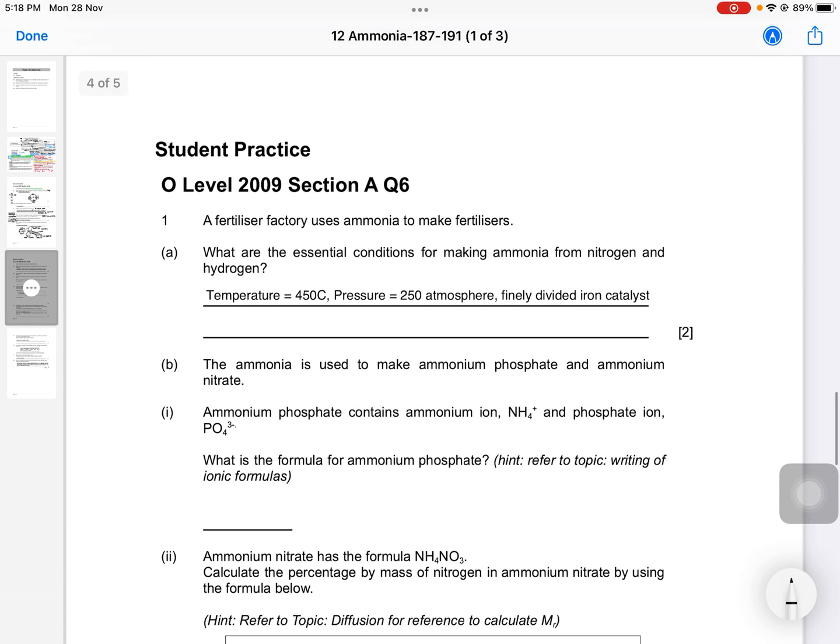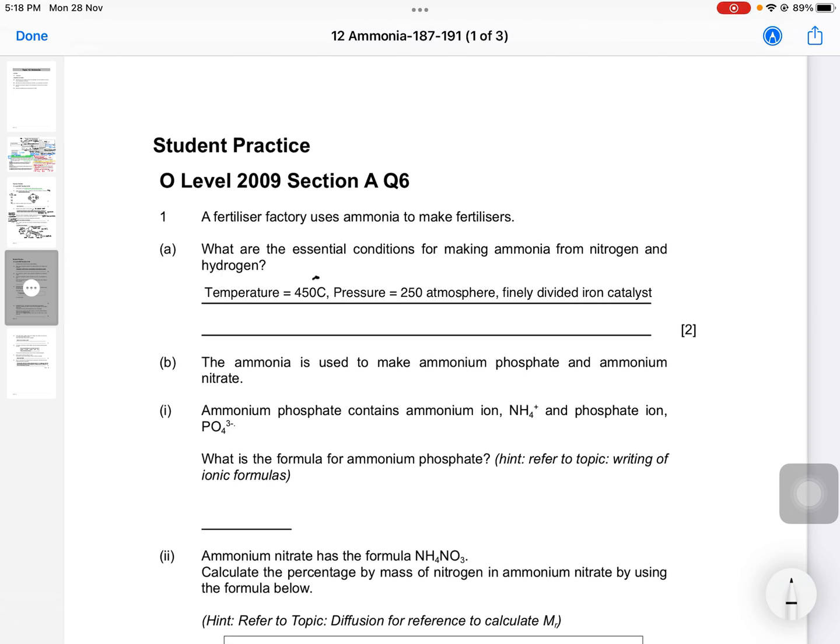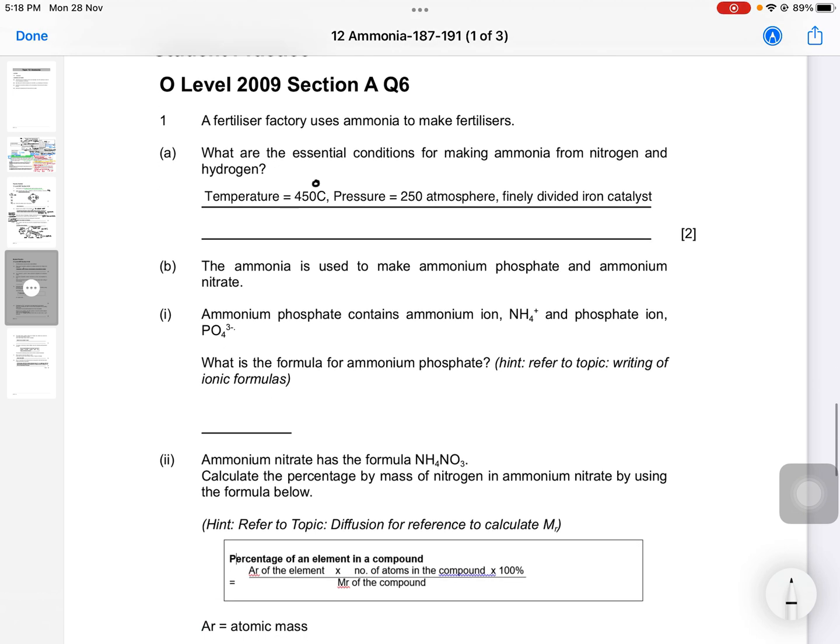Student practice for 2009. A factory uses ammonia to make fertilizers. Essential conditions, take note this is degrees, please put the degree sign here: 450 degrees Celsius, pressure 250, finely divided iron. Ammonia is used to make ammonium phosphate, which contains NH4+ and PO4 3-.